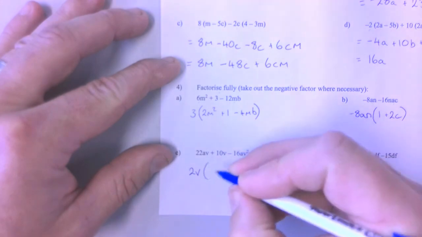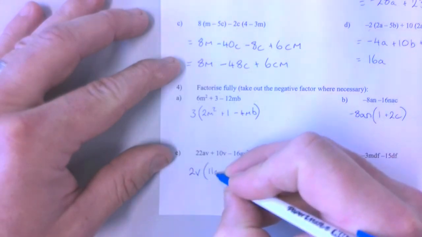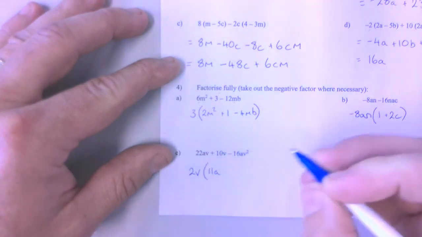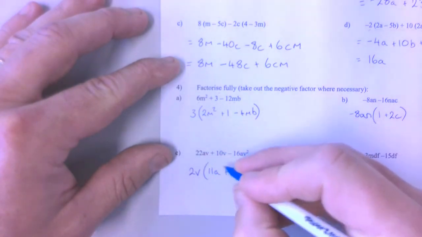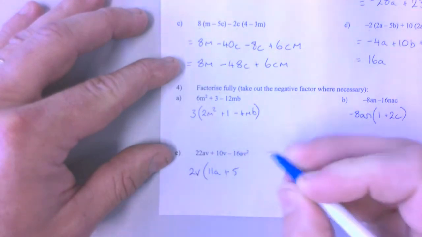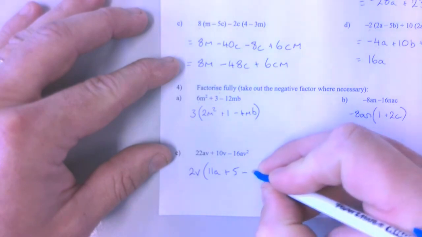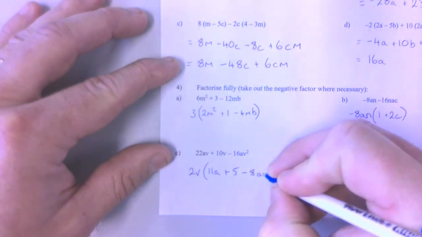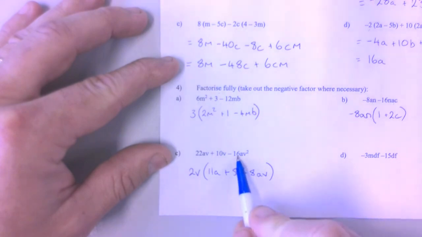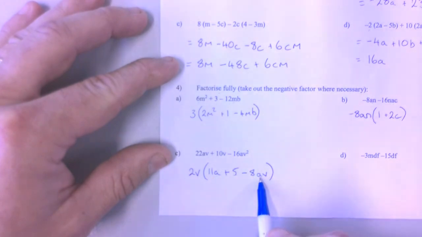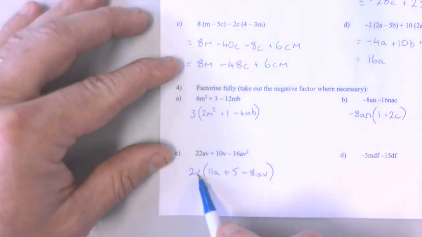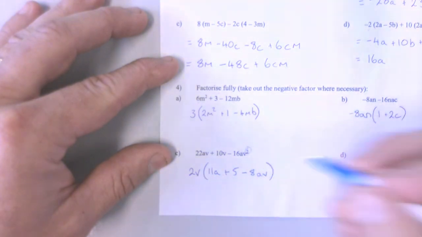Okay. That leaves us with 11a here, because 2v times 11a makes 22av. It leaves us with 5 here, because 2v times 5 makes 10v. And it leaves us with minus 8av here, because 2 times minus 8 makes minus 16. V times a makes the av section of it, and then when you do v times v, that's where this little squared comes from.